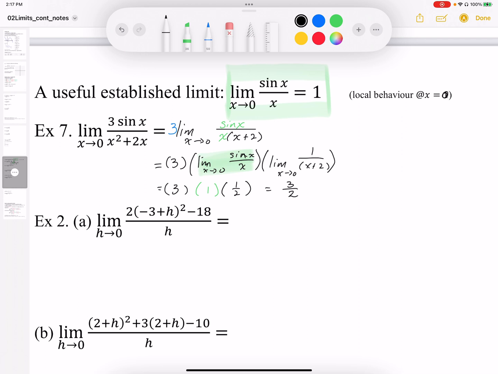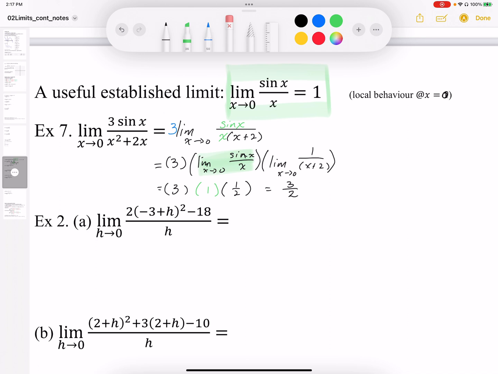For example 2a, we can look at this and we want to get rid of, well, first of all, let's check this. So we plug it in. We're going to end up with h going to 0. We get negative 3 squared times 2 minus 18, which is going to be 0 in the numerator, and replace the h with a 0 in the denominator. We can't evaluate that. We need to get rid of that divide by 0. So what we want to do is algebraically rearrange this.